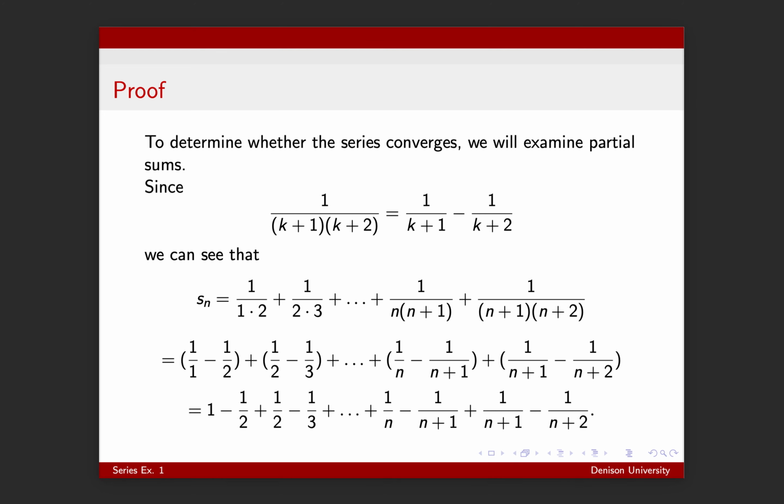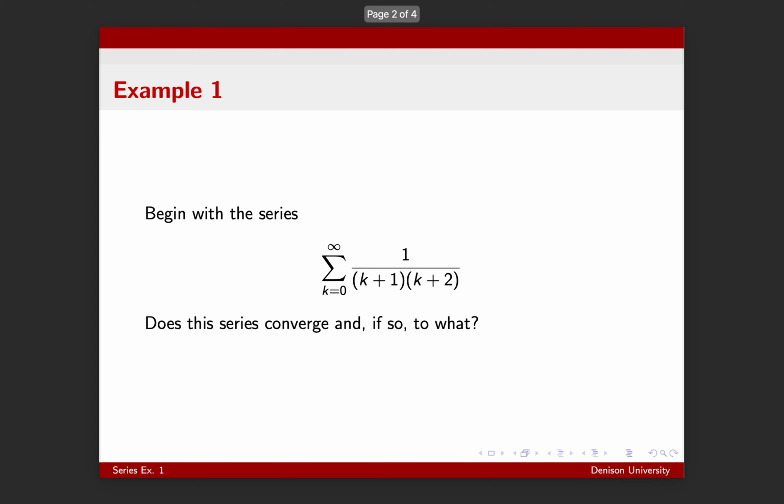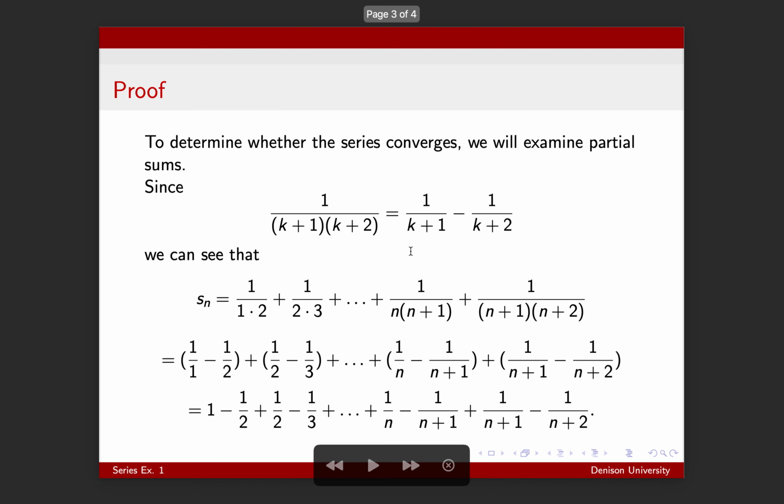So we're asked to determine whether the series converges. We're going to examine partial sums. Some preliminary work we might want to do is take a look at what's inside this series. Can that simplify down anything? Which it can. We see 1 over (k plus 1) times (k plus 2) equals 1 over (k plus 1) minus 1 over (k plus 2).